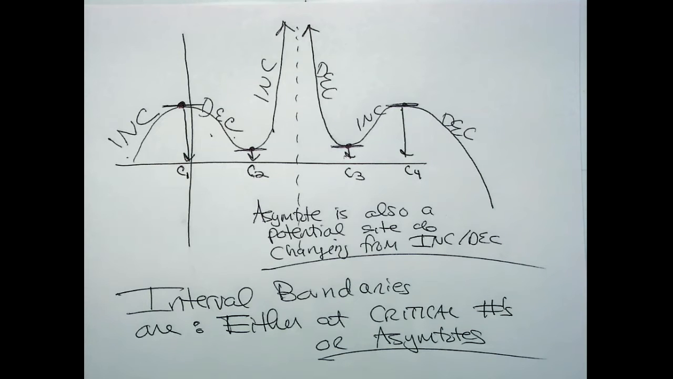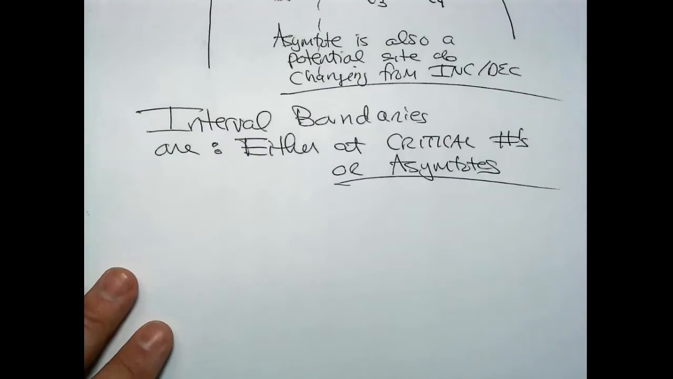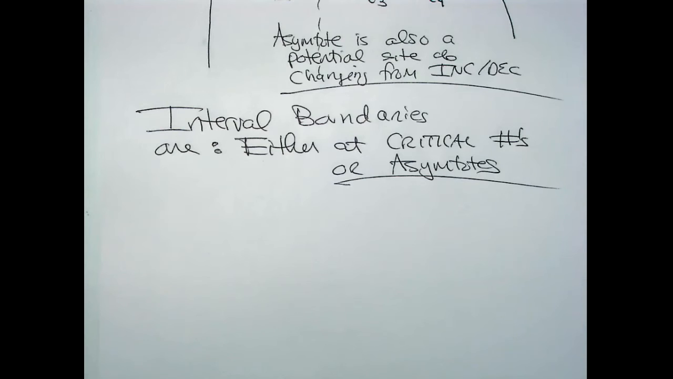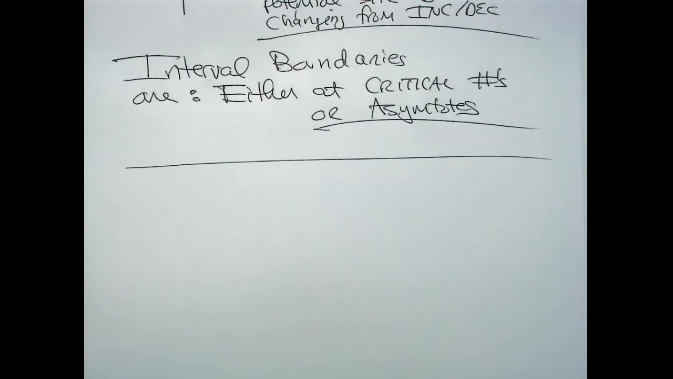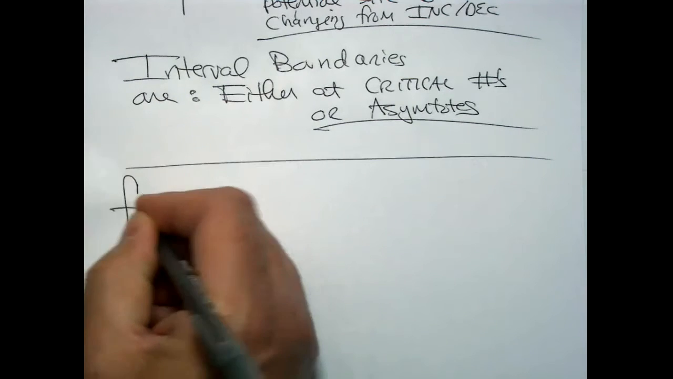Okay, so let's try this. And the way to do this is to determine the intervals in which we have increasing and decreasing. And the way to do that is you've got to find these critical numbers and asymptotes. So let's do an example problem, and I'll show you how we piece this together. First thing to do is to find those critical numbers. So let me give you a function here that we can work with. And I'm using one of the examples in the book.